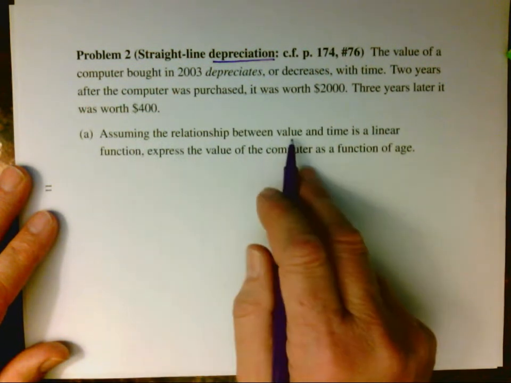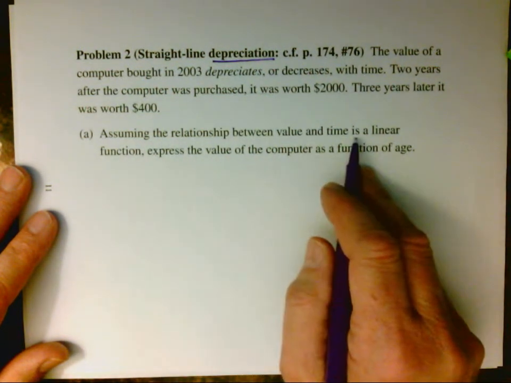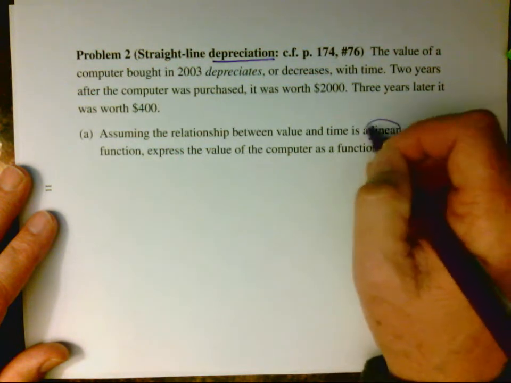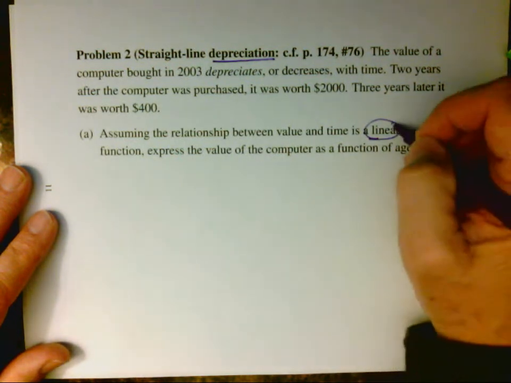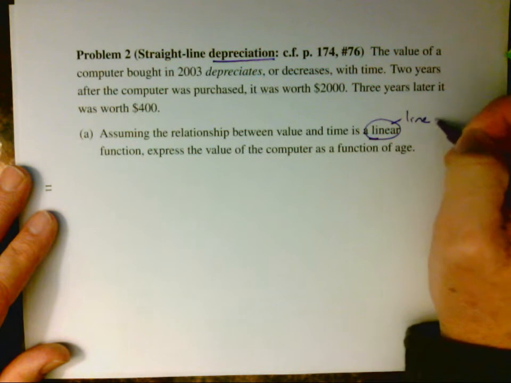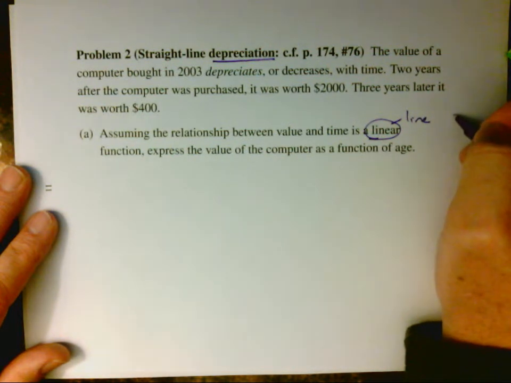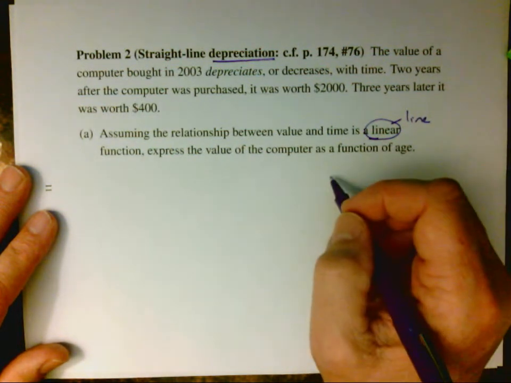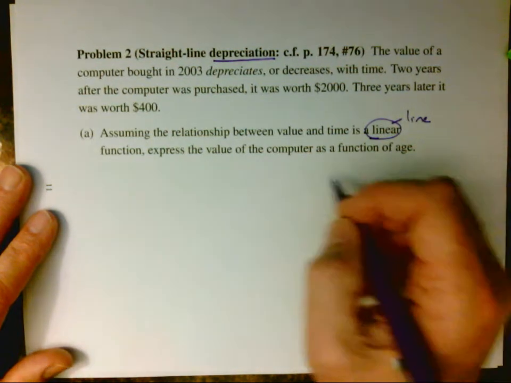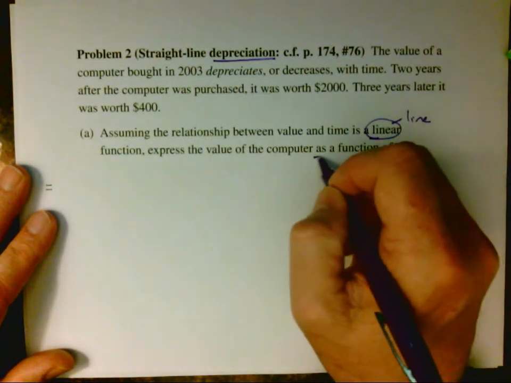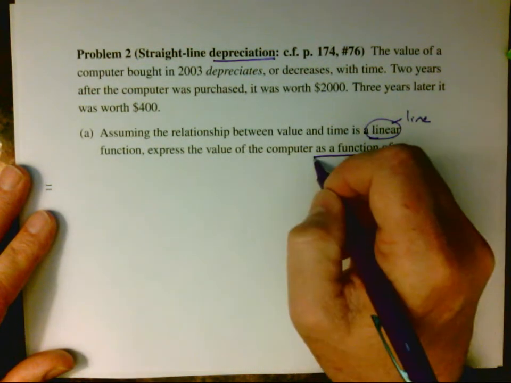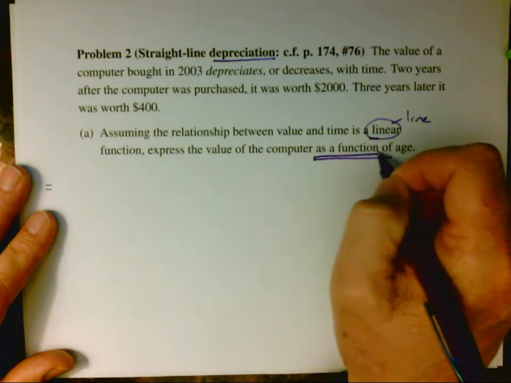So assume the relationship between the value and time is a linear function. That means that we can assume that the thing is a line. So we can do everything that we've learned in this section. Express the value as a function of age. Now notice that you have "as a function of" as your keywords again.